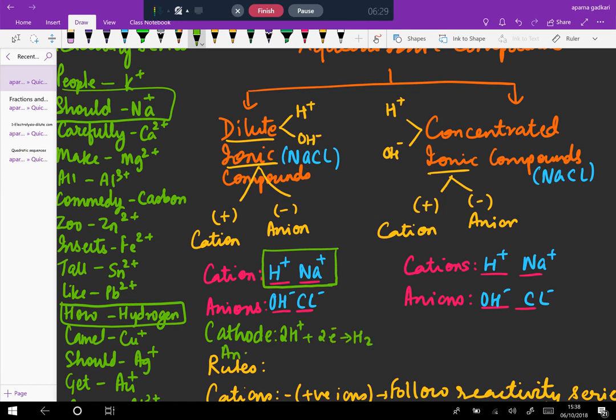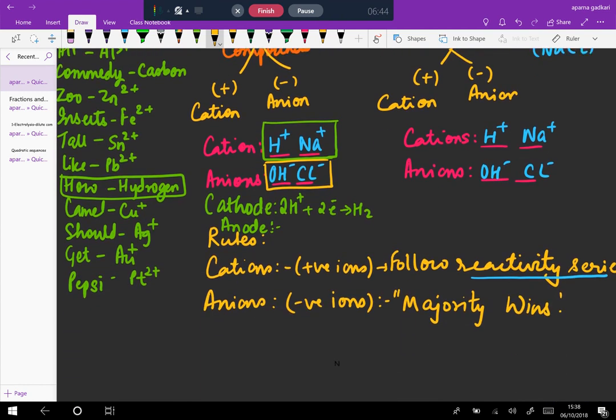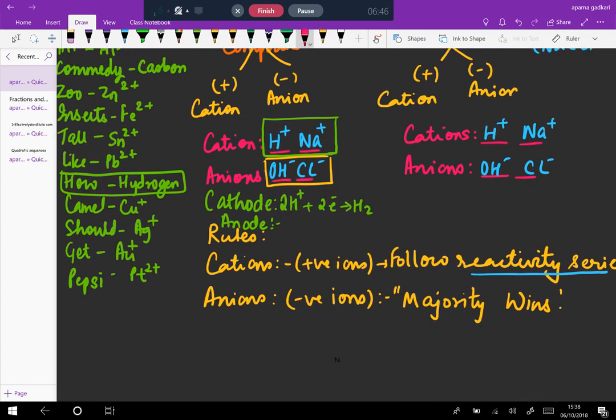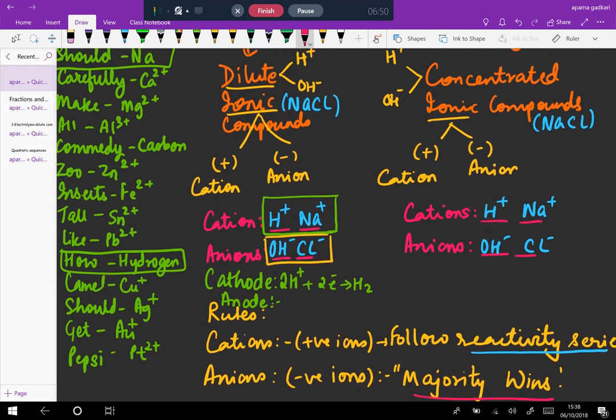And at the anode, what will be the ion that will be liberated? First of all, anode is a positive electrode. It is going to attract the negative ions. So there will be two anions that will be attracted. Now the rule for the anions is majority wins. That means whichever negative ion is in excess, that will be liberated.